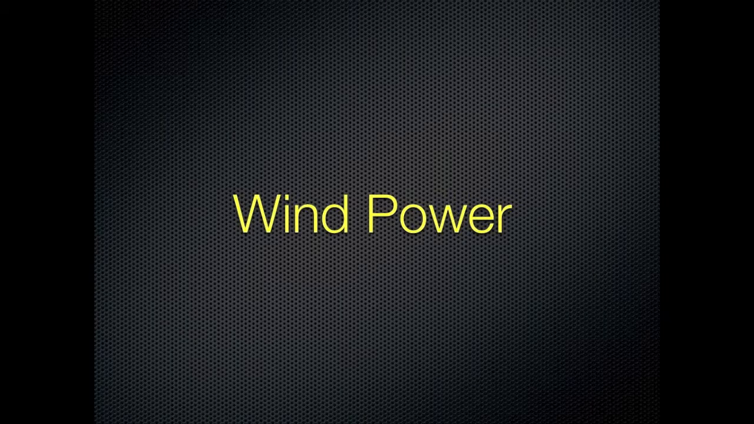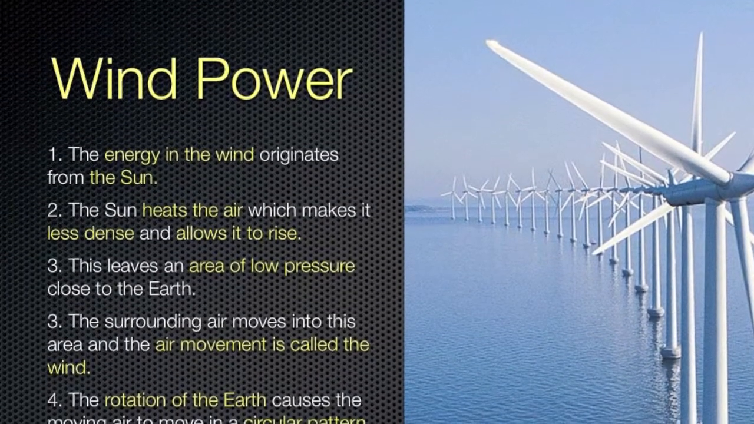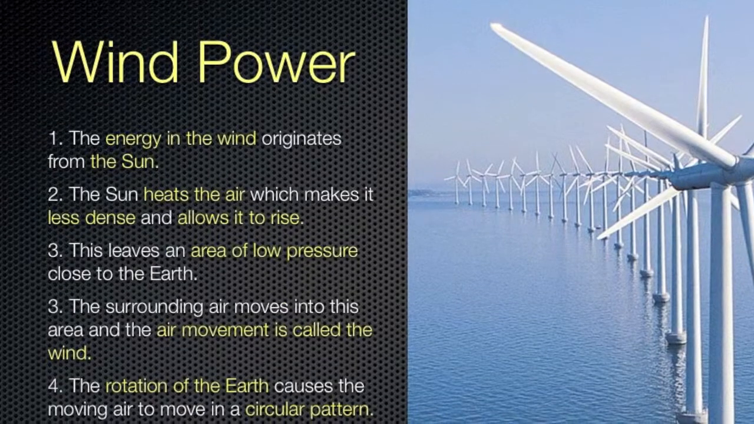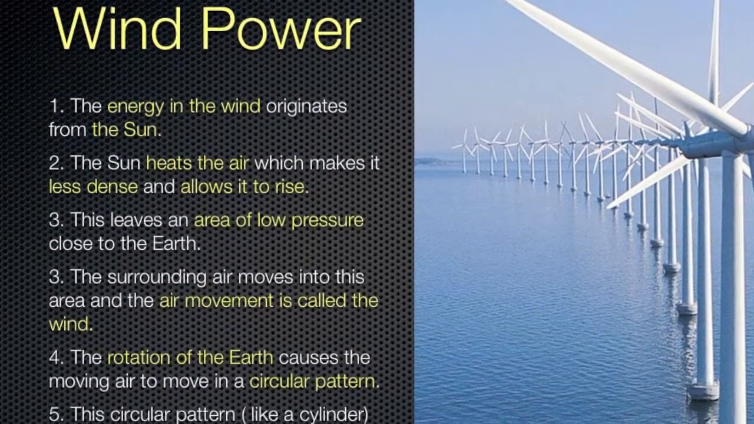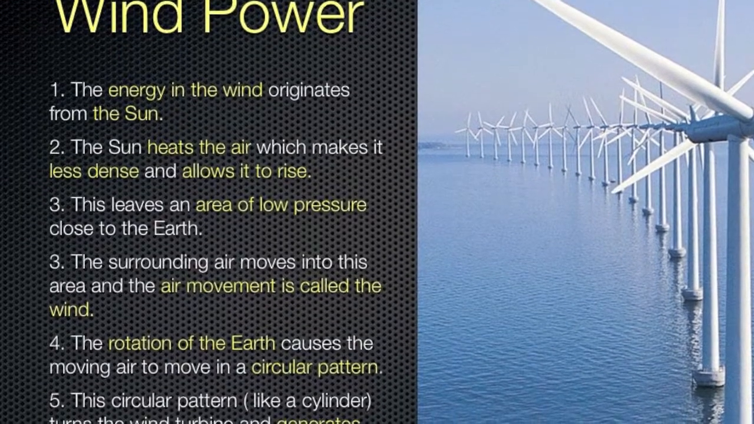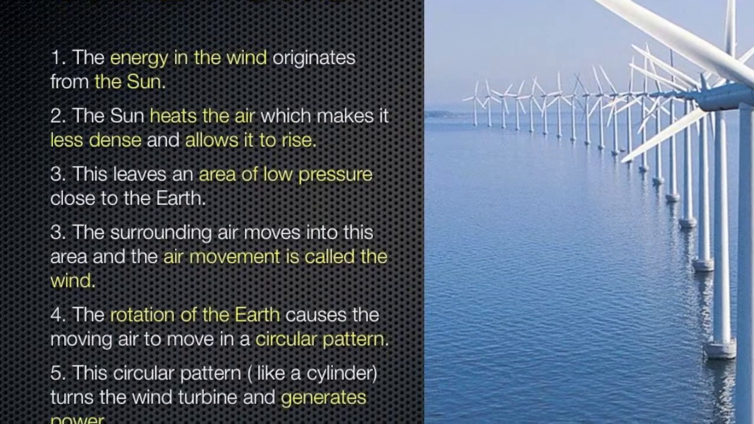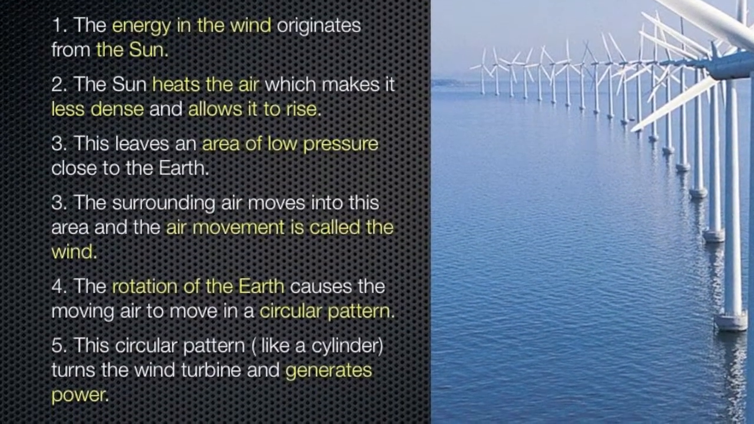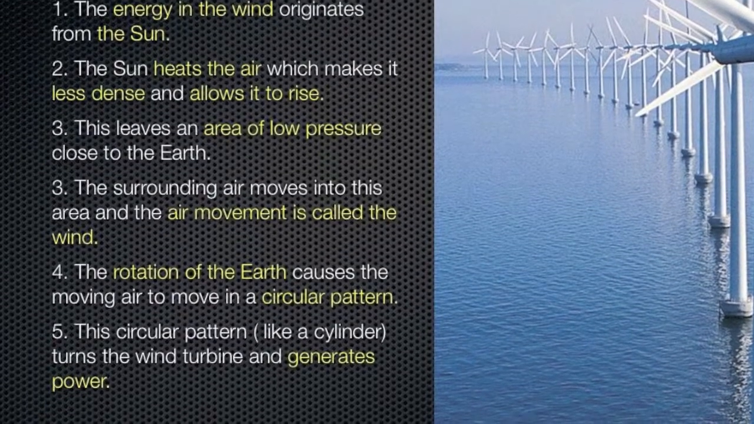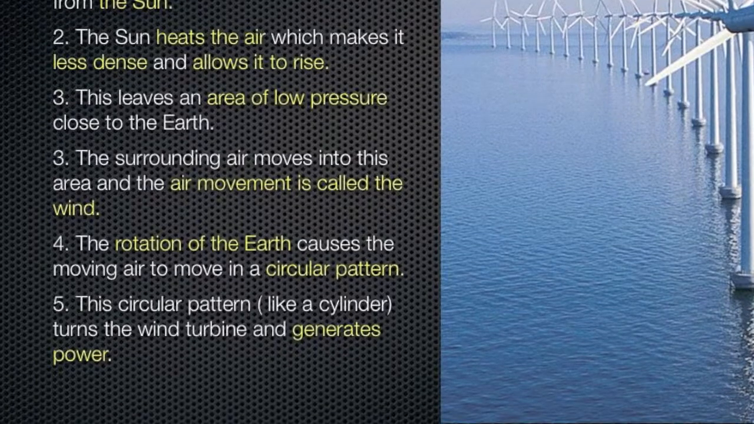Now let's take a look at wind power. The energy in the wind actually originates from the sun because the sun heats the air below it and allows it to rise due to its low density. As it rises, it leaves an area of low pressure close to the earth, and the surrounding air moves into this area. The air movement is called the wind, and interestingly, the rotation of the earth allows it to move in a circular pattern. And this is good because this circular pattern allows our wind turbines to generate electricity.